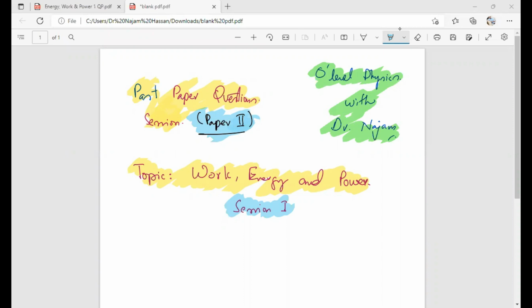So, today is the session of the past paper questions, paper 2 of the topical work, energy, and power. This is session 1, the first session of the topical past papers.